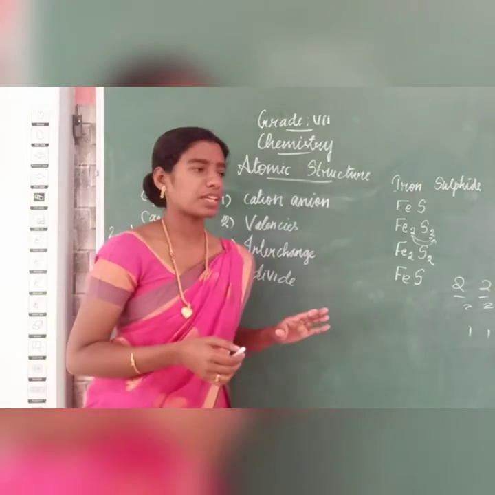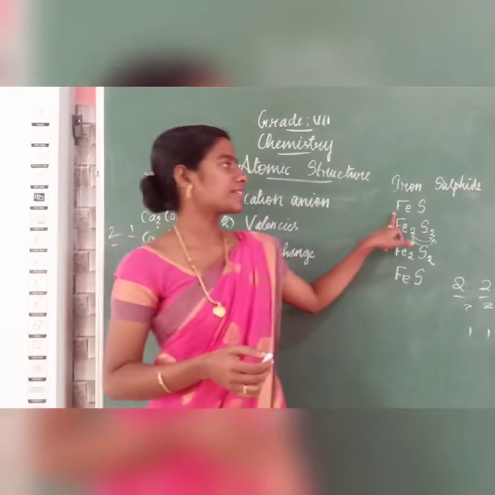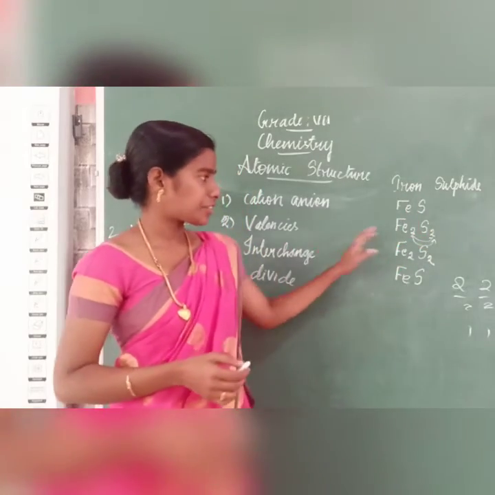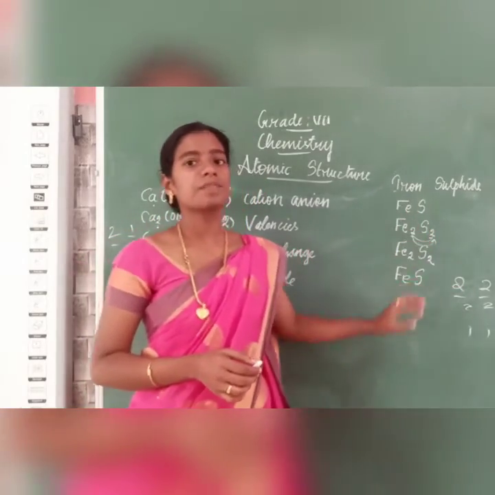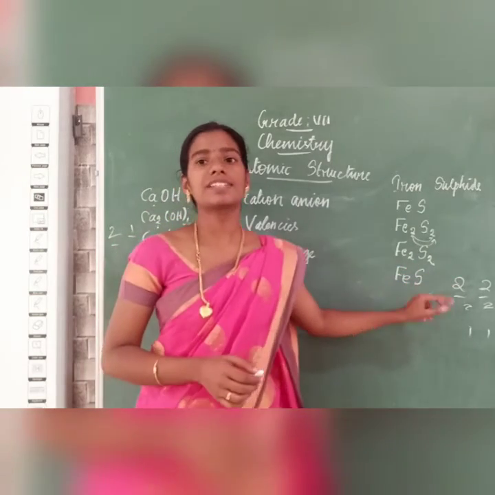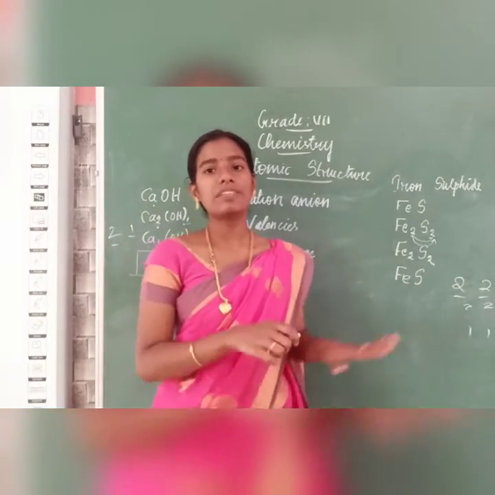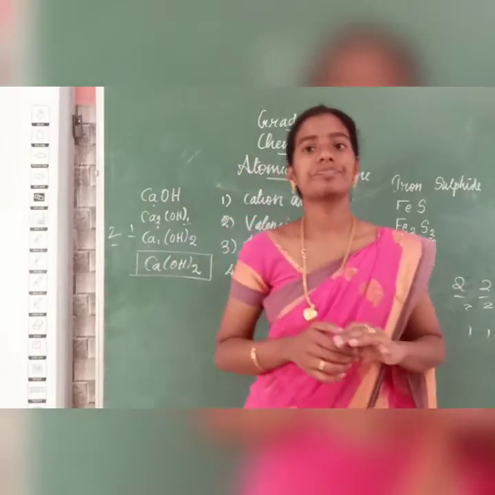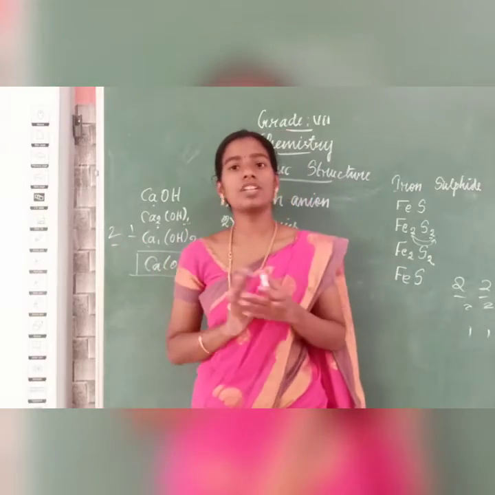So I will repeat once again. Listen. First you have to write the cation, anion. Then next step you have to write the valencies. The next step you have to interchange the valencies. Finally you have to divide these valencies using a common factor. So that's all for today's class.